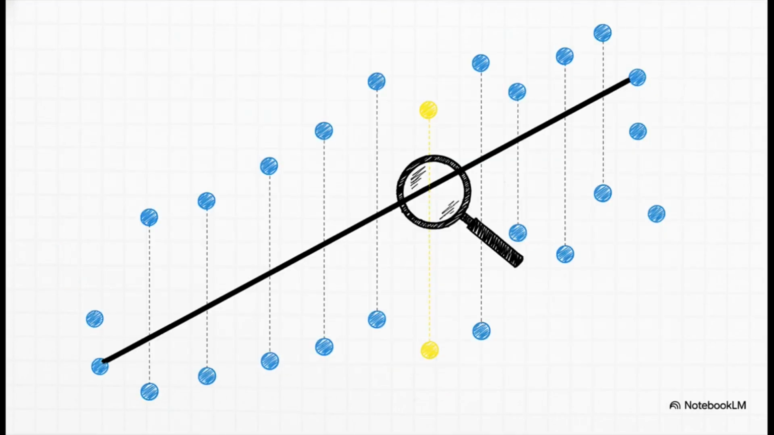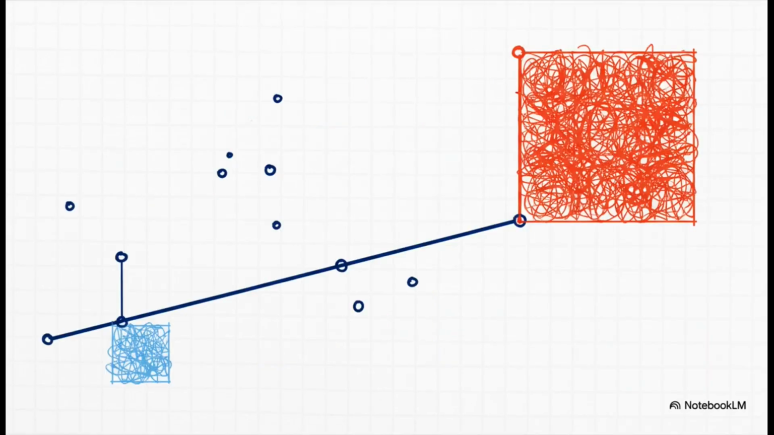It does this by obsessively measuring something called error. An error is just a fancy word for the distance between the line it drew and where the actual data point is. The goal is simple. Shrink that distance. Make the grand total of all those little errors as tiny as humanly, or, well, computationally possible. And the specific method for doing this is called ordinary least squares, or OLS for short.